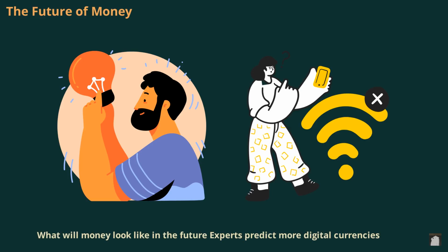What will money look like in the future? Experts predict more digital currencies, smarter payment systems, and new ways to store and use value. One thing is certain: money will keep evolving to meet the needs of society.